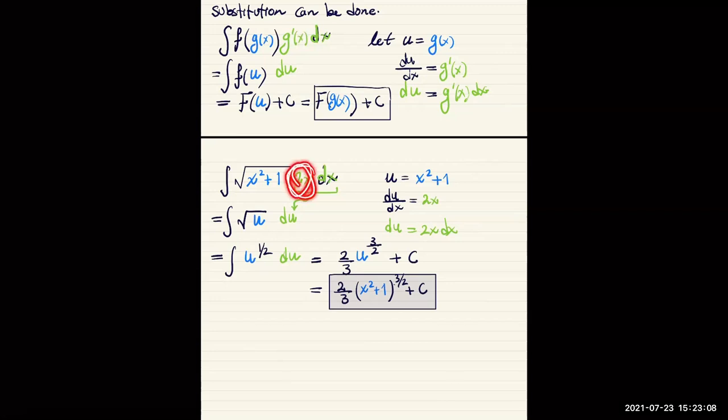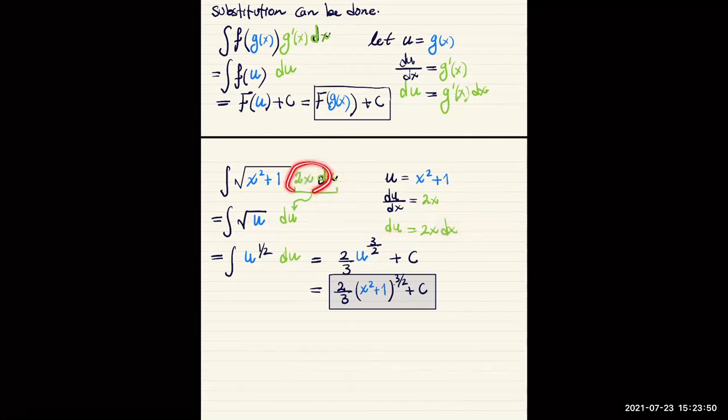If the 2x wasn't here, could you have done the problem? Imagine if this is not there. I wouldn't be able to do the problem, because when you do substitution, you have to transform everything. So if the 2x wasn't here, what would you have replaced dx with? If you solve for dx, it would have been du divided by 2x, and that's just going to look really weird.